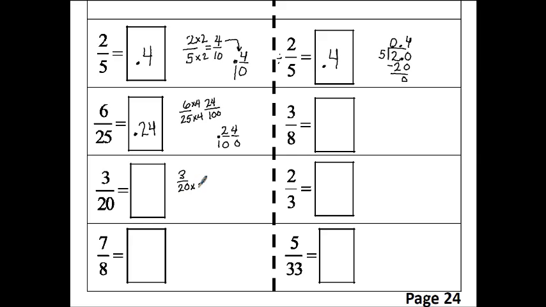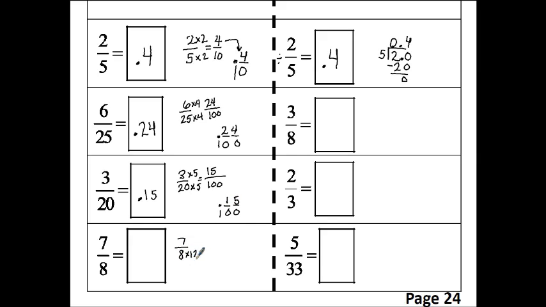For 3/20, I know 20 times 5 would give me 100. So I can multiply the numerator by 5 to get 15 hundredths, which means 15 with the 5 will end up in the hundredths place. So if it was 5 hundredths, we would write 0.05 and make sure that last number always ends up in the hundredths place.